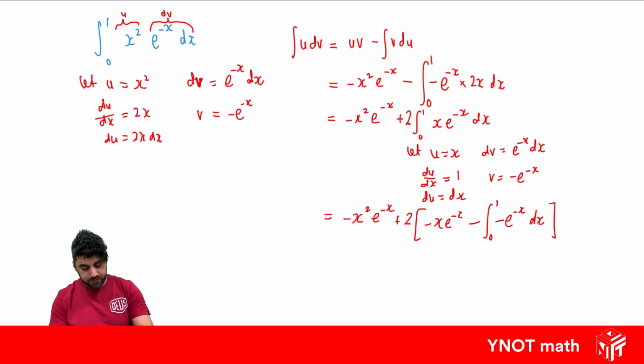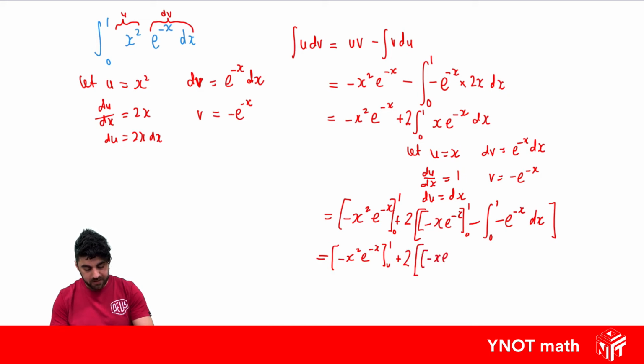So we should have these wrapped in definite integrals as well, 0 and 1 and 0 and 1. So we're constantly evaluating those integrals when we have definite integrals. So here we're going to get minus x squared e to the minus x from 0 to 1 plus 2, all outside of minus x e to the minus x from 0 to 1.